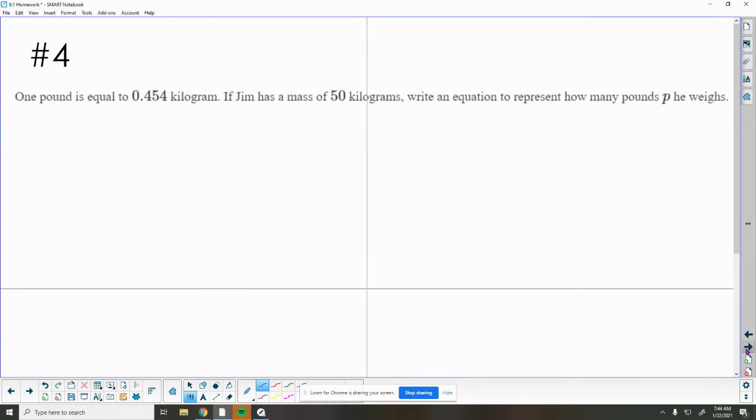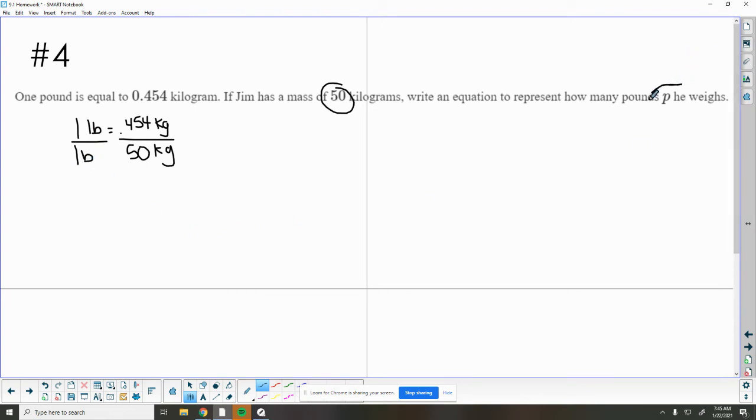If it's not a solution, then just leave it blank. Okay, the next one I'm going to go over is number 4. So this tells us that 1 pound is equal to 0.454 kilograms. So 1 pound equals 0.454 kilograms. These are the same. If we put 1 pound and 0.454 kilograms on a balance, they would be level. So Jim has 50 kilograms, and we want to know how many pounds he has.